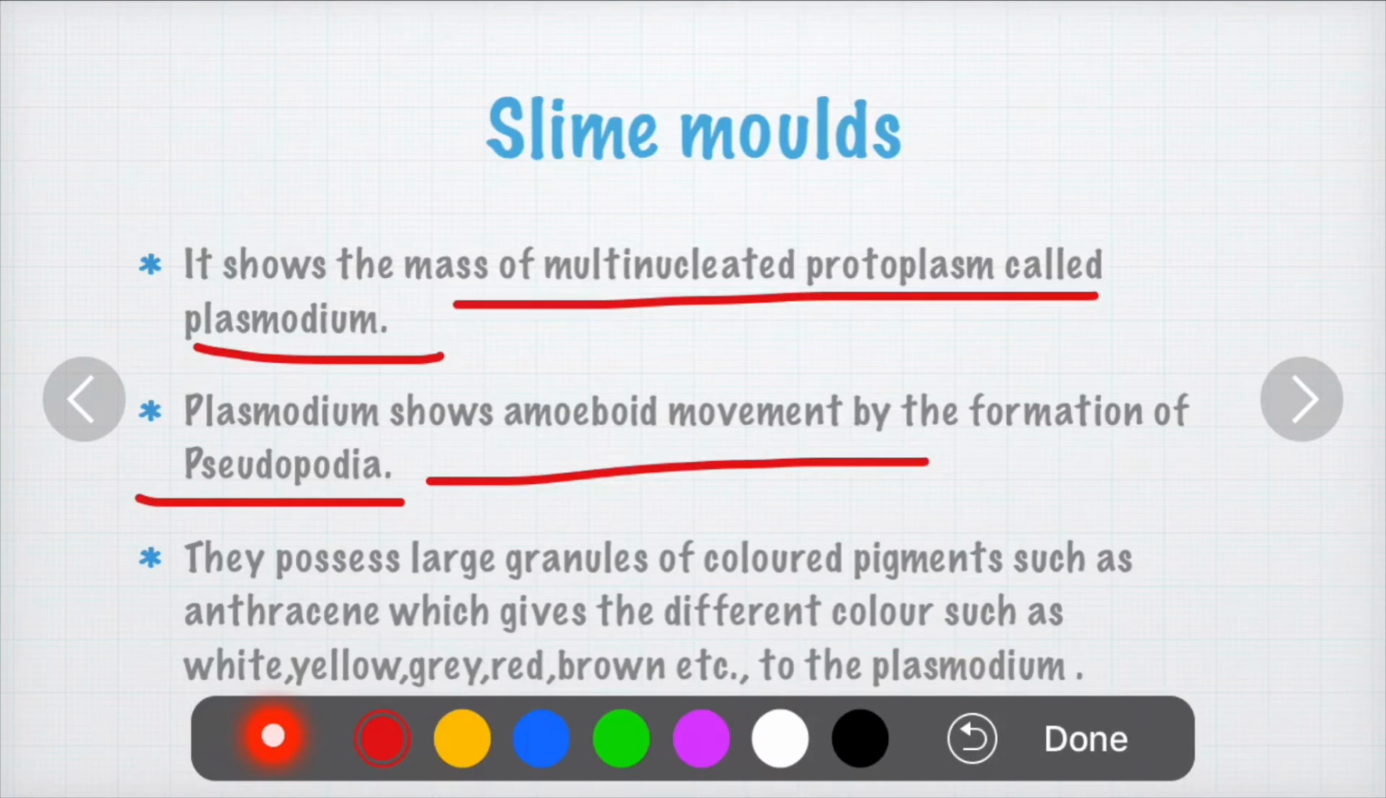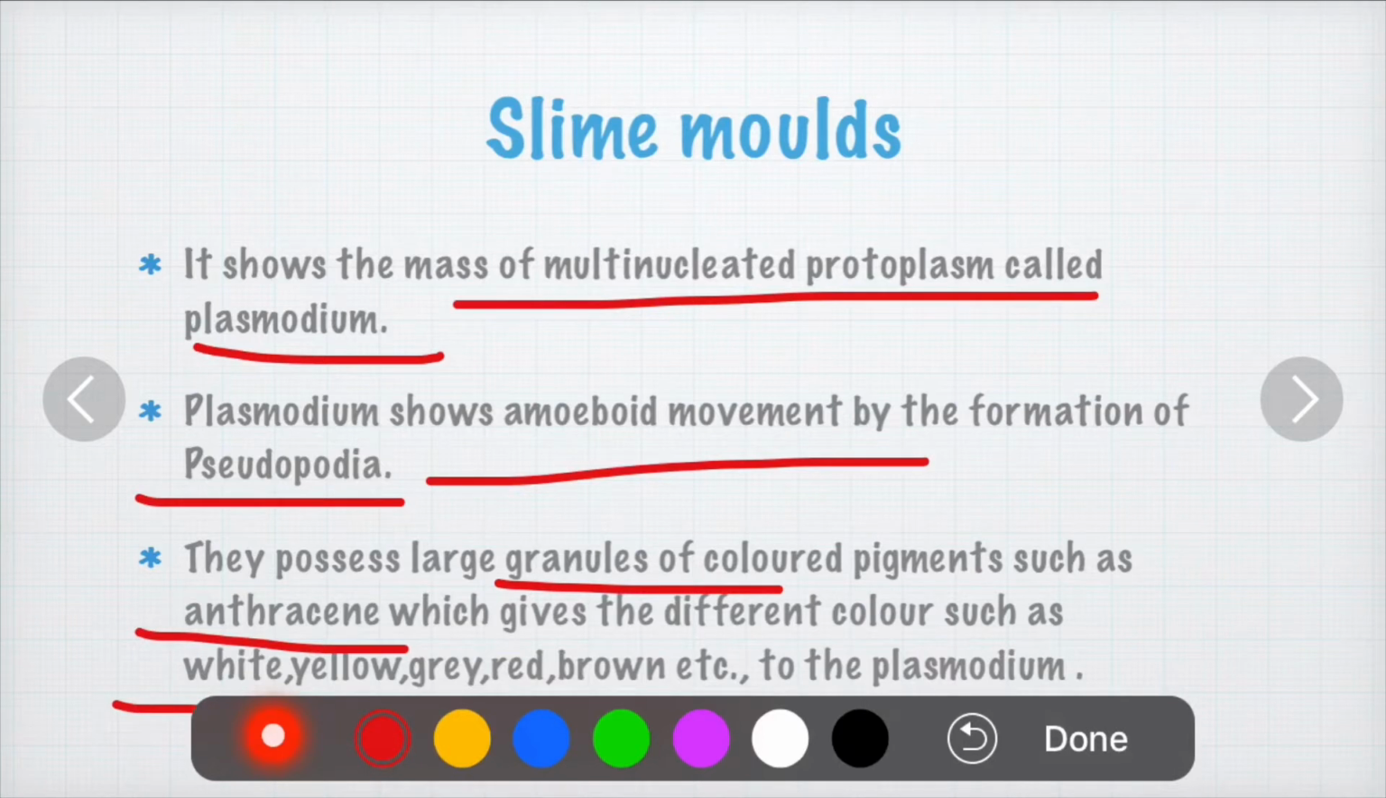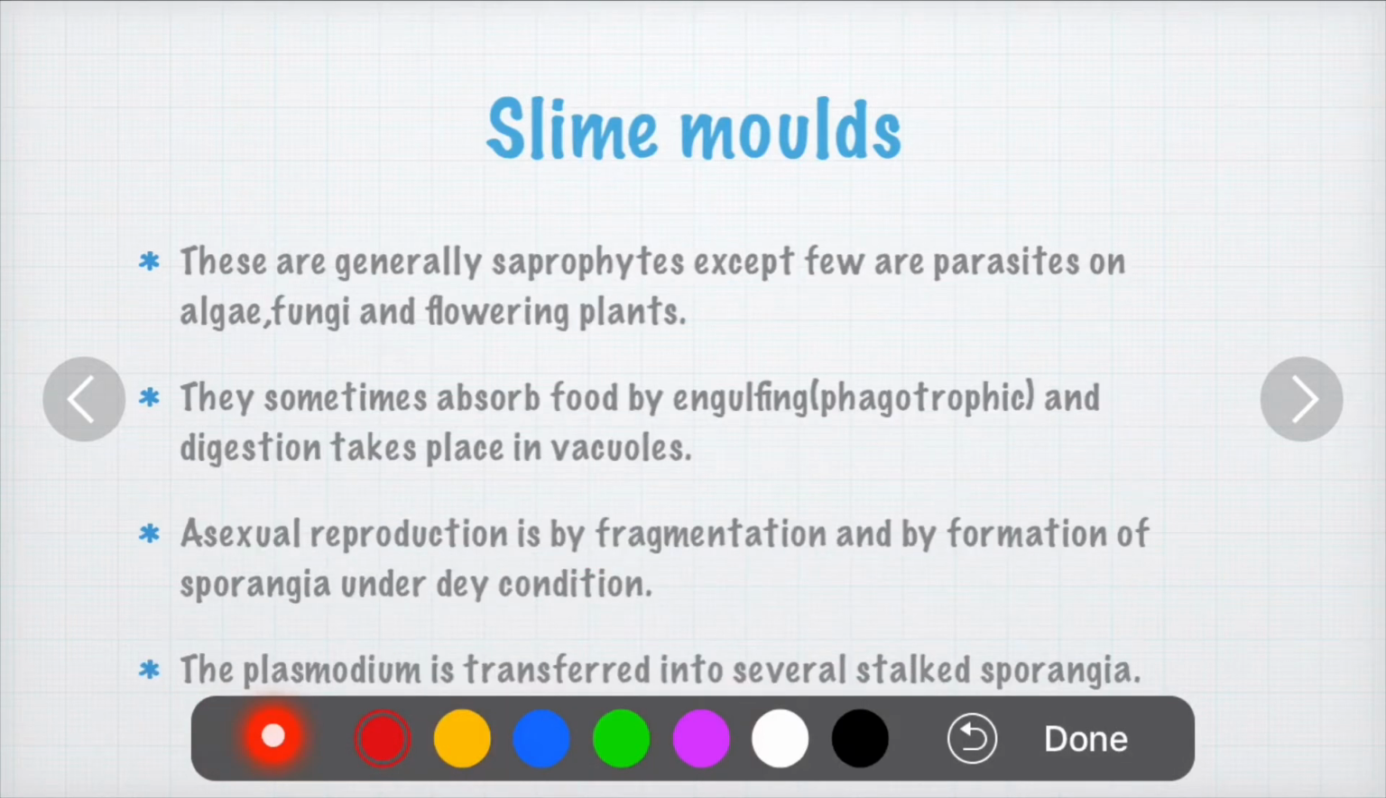The plasmodium consists of large granules of colored pigments such as anthracene, which give different colors such as white, yellow, gray, red, brown, etc. to the plasmodium. They are generally saprophytes, except a few are parasites. For example, they are parasites on algae, fungi, and flowering plants. Some are saprophytes. They depend on dead or decaying matter for development and nutrition.